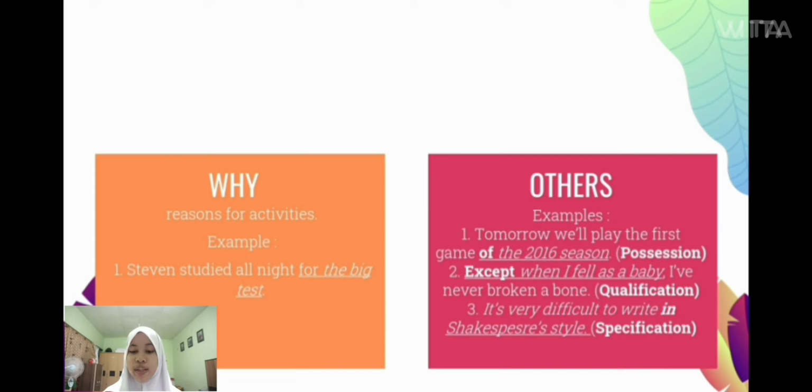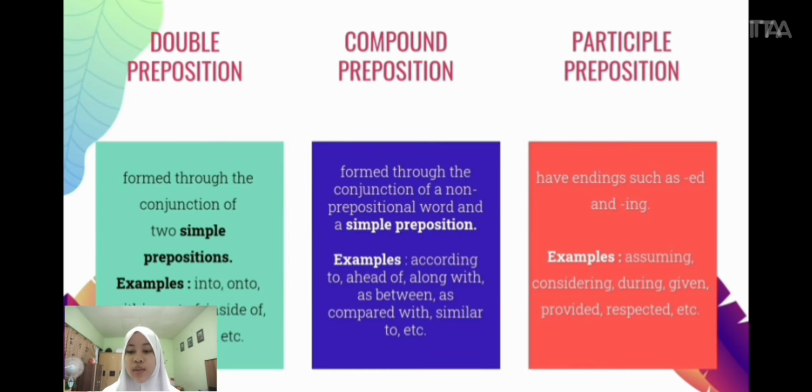And others. Examples: first, tomorrow we'll play at the first game of the 2016 season, is possession. And the second, except when I fell as a baby, I've never broken a bone, is a qualification. And the third, it's very difficult to write in Shakespeare's style, is a specification.